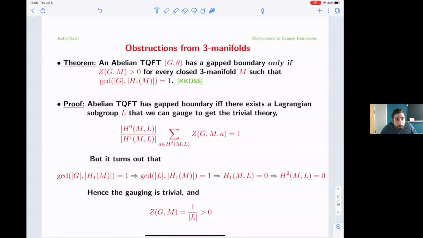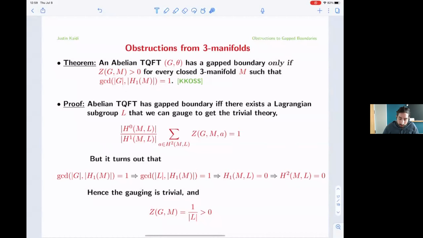So I have 2 minutes left, and actually 2 minutes is enough for this proof. So let me actually just give the proof. It's an extremely simple proof, and it goes as follows. Remember, let me just read the statement one more time. An abelian TQFT has a gap boundary only if the phase of the partition function is trivial for every three-manifold satisfying this. So, proof.